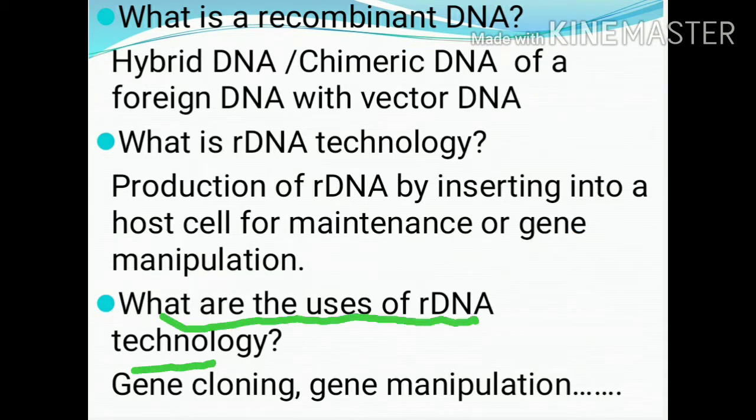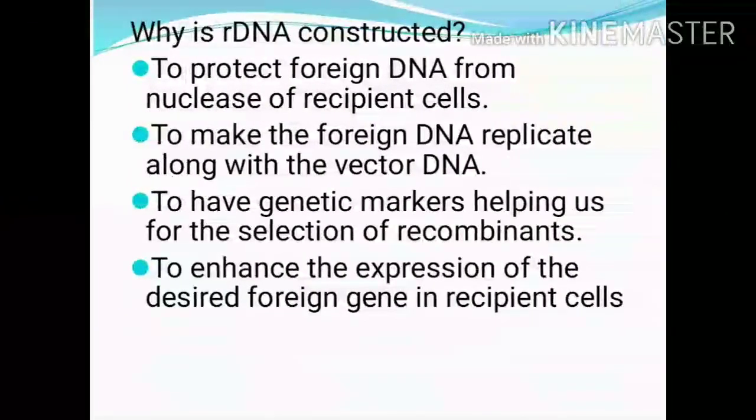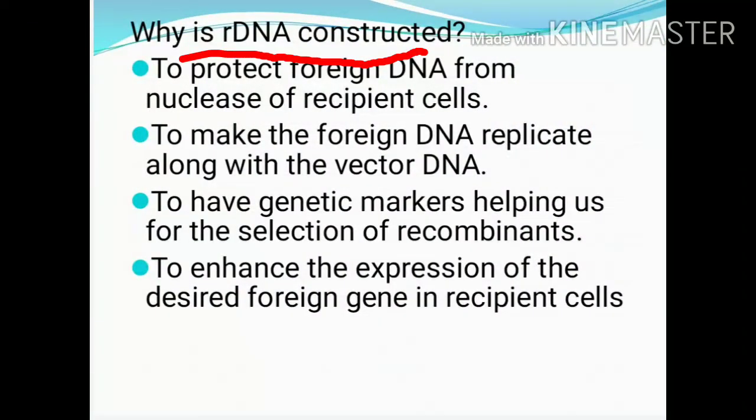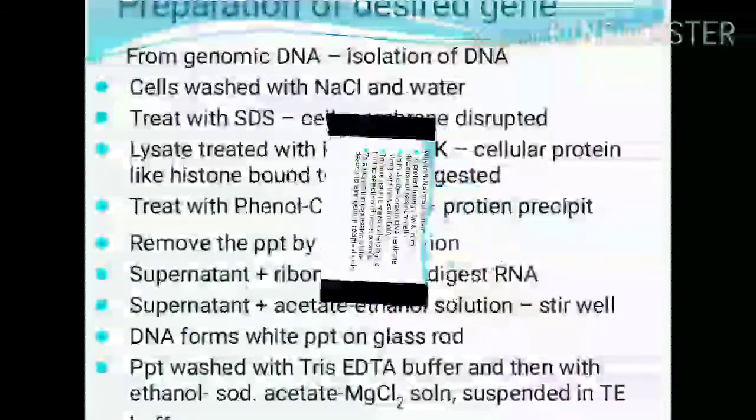What are the uses of recombinant DNA technology? Gene cloning, gene manipulation. Why is recombinant DNA constructed? To protect the foreign DNA from the nucleus of recipient cells, to make the foreign DNA replicate along with the vector DNA, to have genetic markers helping us for the selection of recombinants, to enhance the expression of the desired foreign gene in recipient cells.